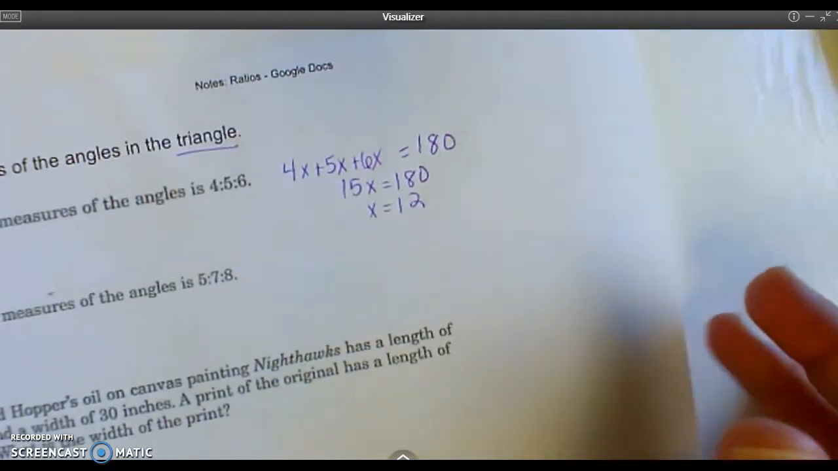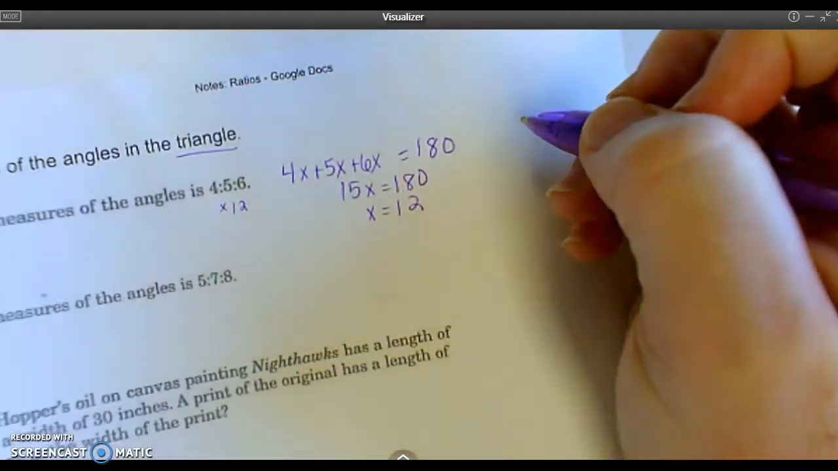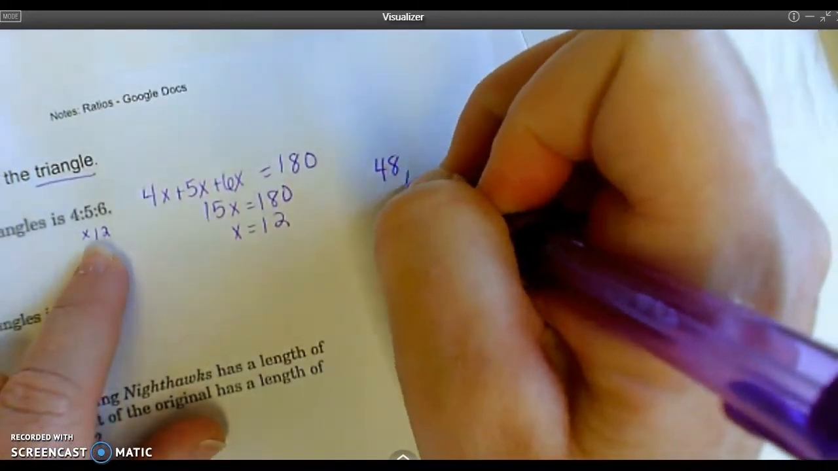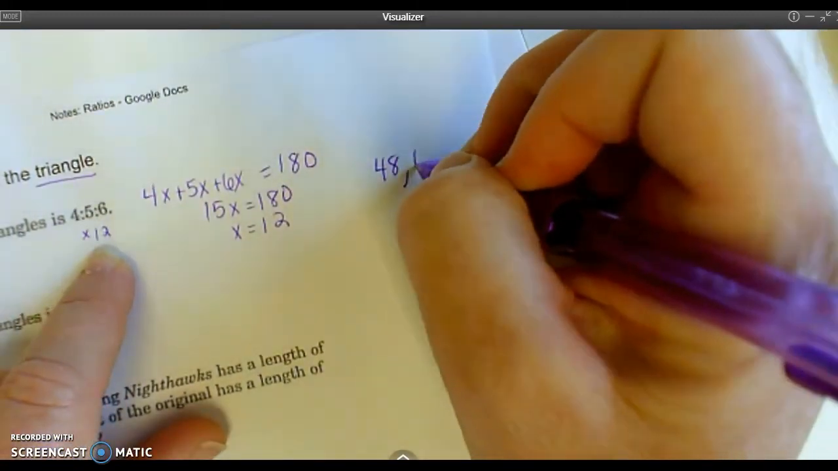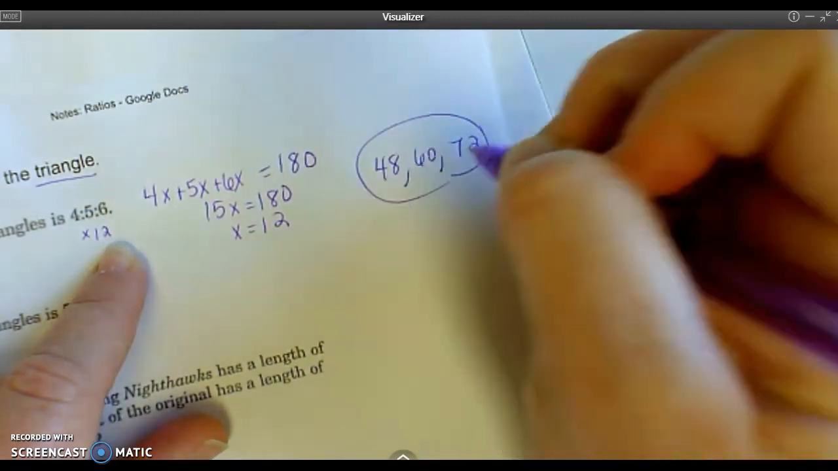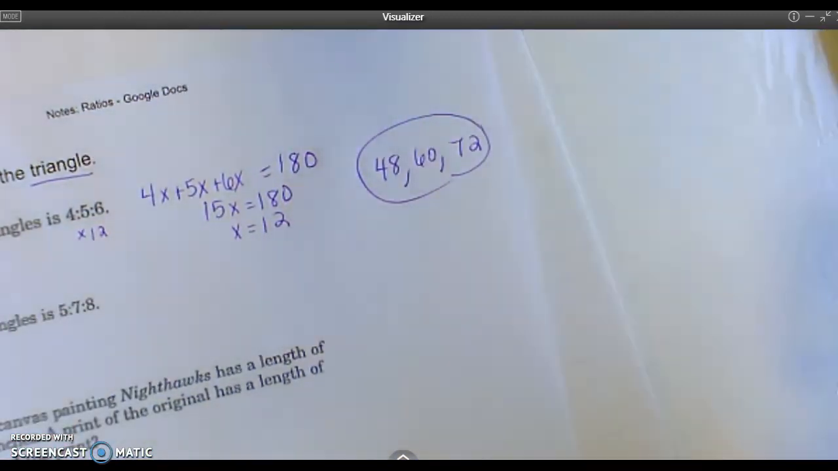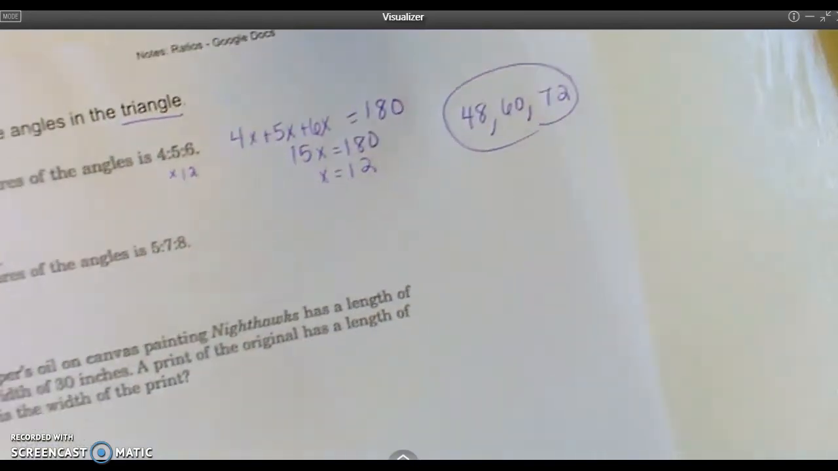Now to get the measures of the triangle, remember I multiply each of them by 12. So 4 times 12 is 48. 5 times 12 is 60, 6 times 12 is 72, and that's the measures of the angles. If you add those up, you get equal 180, so that makes sense.